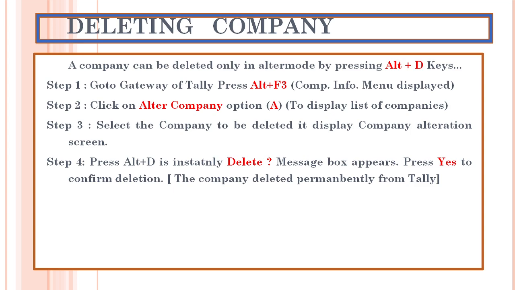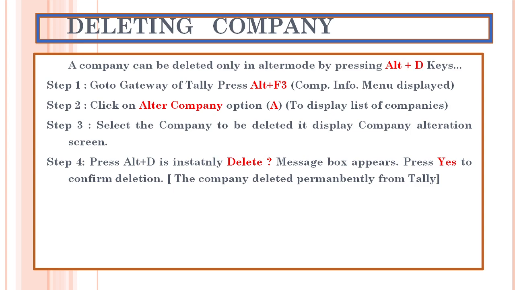Deleting means it will be permanently removed from the memory itself. For that you can press Alt D. But the major thing you have to remember here is that a company can be deleted only in alter mode. First you have to press Alt F3. Company info will be displayed on the screen. There press alter company, or else A. You have to follow the same alter procedure.